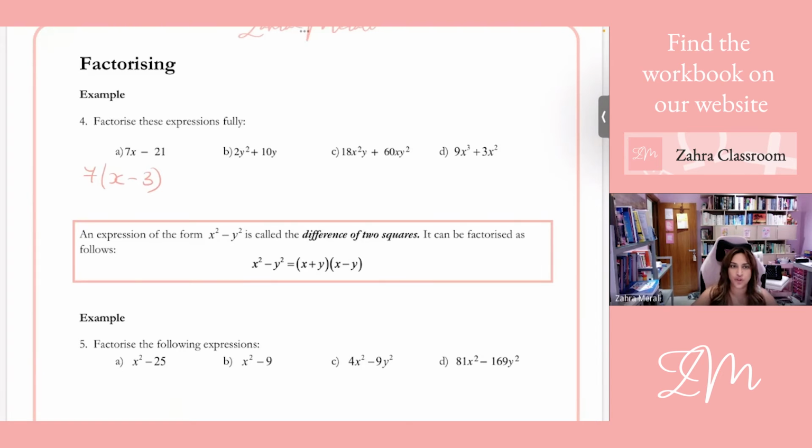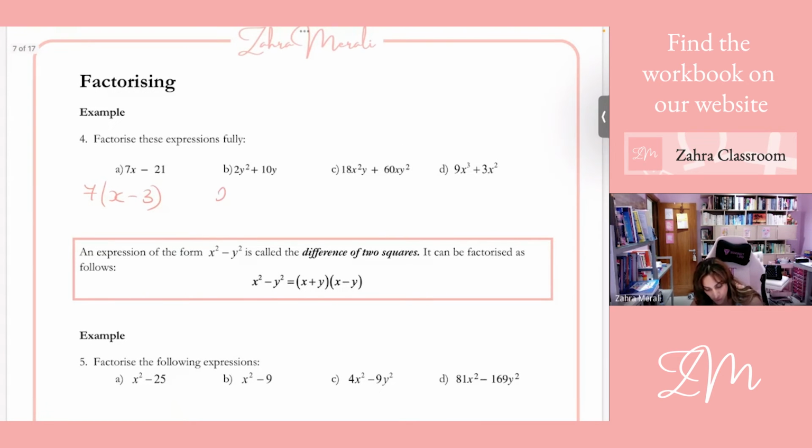Right, so now we've got 2y squared plus 10y. So I look at the numbers first. What goes into 2 and 10 will be 2. Y squared and y will be y. So I'll get y plus 5. Because I want to say, how would I open it out? So if your expanding is quite strong, then factorizing will be easy.